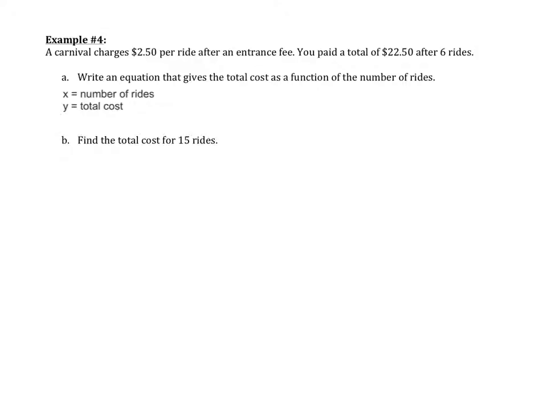Let's look at some key words in this problem. It says $2.50 per ride. If you remember from the last section, anytime we see the word per or each, we are signaling that this is a slope, because it's $2.50 per 1 ride. So that means I'm going up $2.50 for every 1 I'm going across, just like rise over run. So my slope in this case is $2.50.